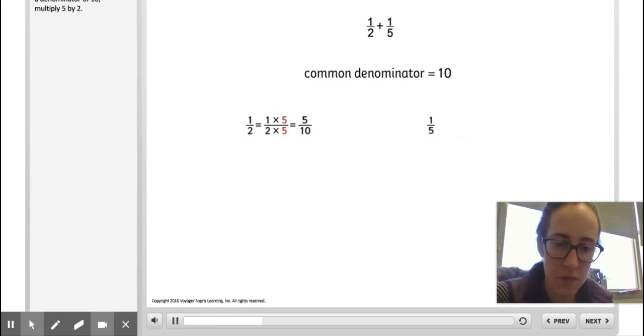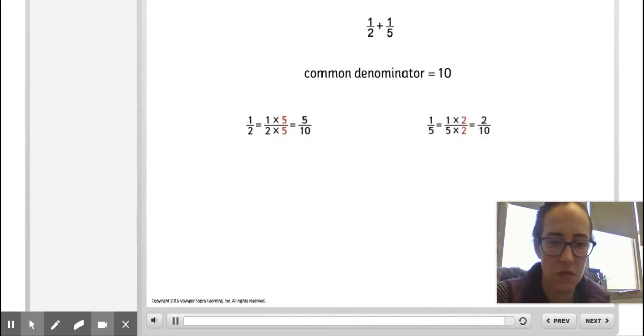Now, write the equivalent fraction for 1/5. To get from a denominator of 5 to a denominator of 10, multiply 5 by 2. Remember to also multiply the numerator by 2. Now add the equivalent fractions. 5/10 plus 2/10 is equal to 7/10.